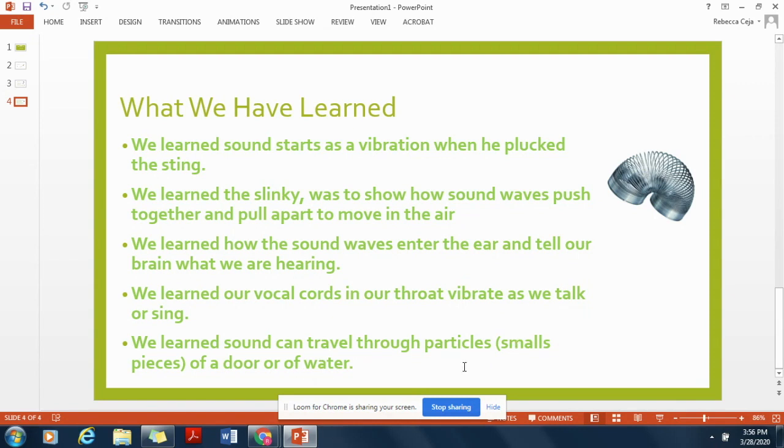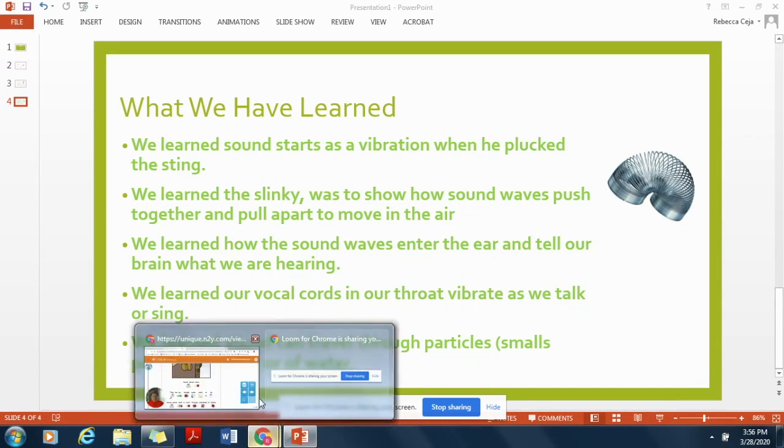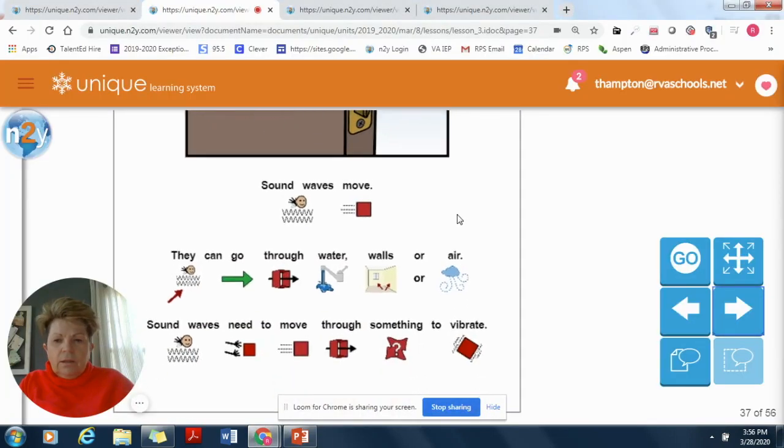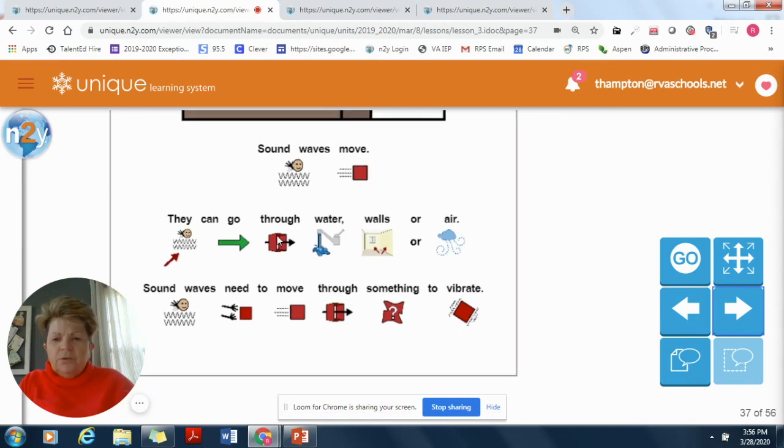And so that's a very special vocabulary word we wanted to introduce. We're talking about that a door is made of very small pieces. That's a particle. We have particles in water, particles in air. Sound waves move. They can go through water, walls, or air. Sound waves need to move through something to vibrate. So they have to have something that they go through. All right, very good.